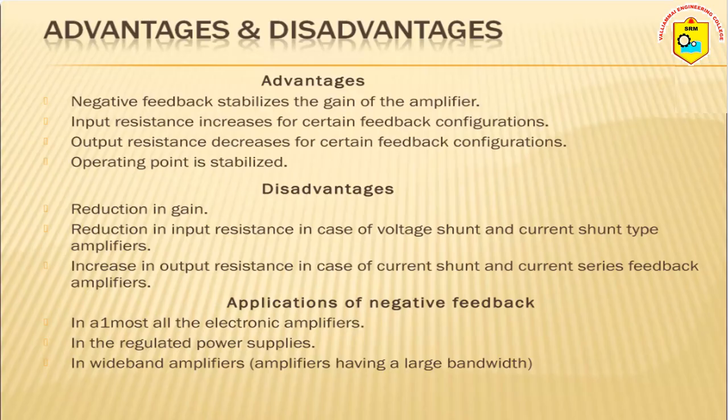The disadvantages are that the gain is reduced, the input resistance is a little less in the case of voltage shunt and current shunt types, and there is an increase in output resistance in current shunt and current series feedback amplifiers. The applications of negative feedback amplifiers are that they can be used in electronic amplifiers, as regulated power supplies, and as wideband amplifiers where a large bandwidth is required.